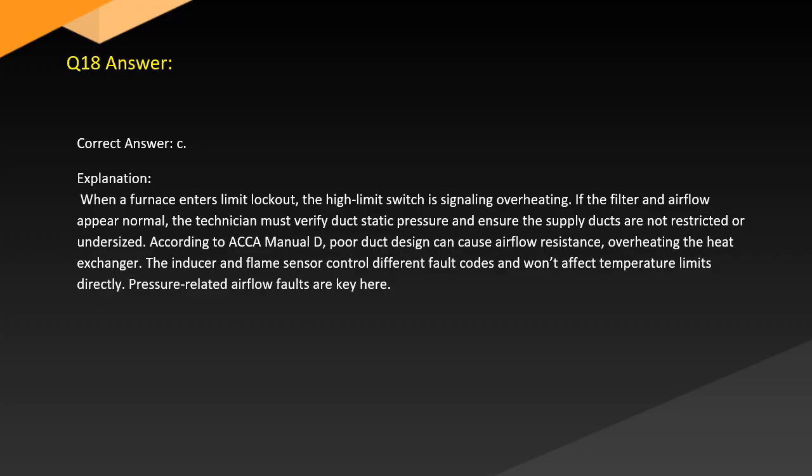Answer. Correct answer: C. Explanation. When the furnace enters limit lockout, the high limit switch is signaling overheating. If the filter and airflow appear normal, the technician must verify duct static pressure and ensure the supply ducts are not restricted or undersized. According to ACCA Manual D, poor duct design can cause airflow resistance, overheating the heat exchanger. The inducer and flame sensor control different fault codes and won't affect temperature directly. Pressure-related airflow faults are key here.